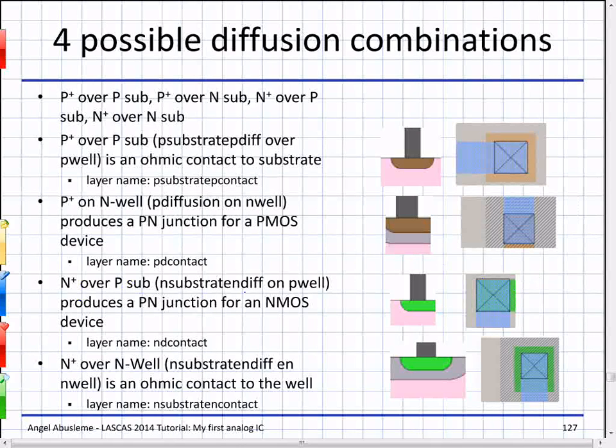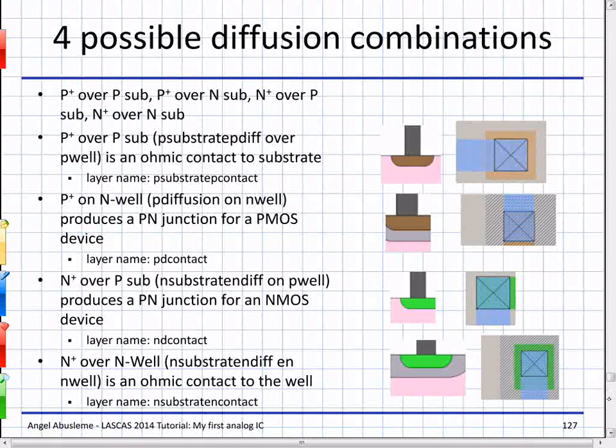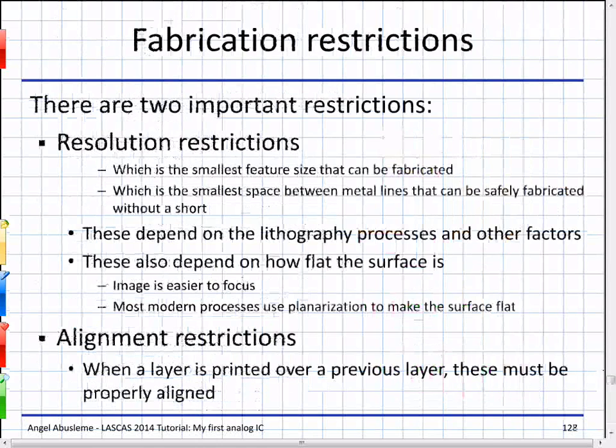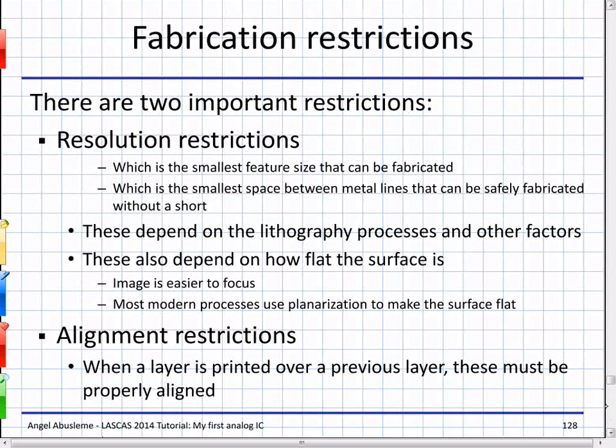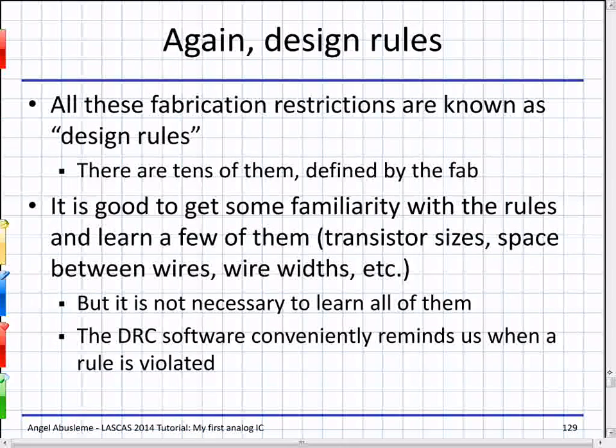Then N plus over P sub is for an NMOS device, and N plus over N well is the connection to the N well. It's an ohmic connection. If we know these four combinations of diffusions, we can be ready for design. Some restrictions on design. There are two important restrictions: resolution restrictions and alignment restrictions, and they are all covered by design rule check, or DRC. So we have this software that will check for rule violations.